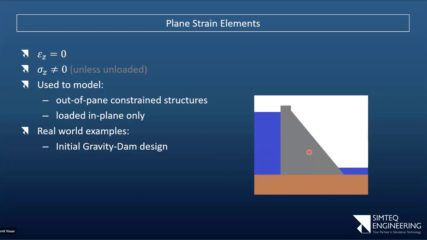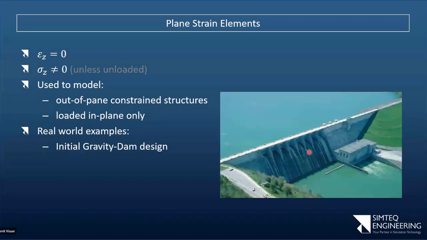So in theory, it doesn't allow expansion in that direction. In practice, there will be a little bit, but hopefully small enough that we can neglect it. So there's an example of structure like that. Be aware that I specifically did not include the gravity arch type dams. So if there's an arch, you cannot use this.